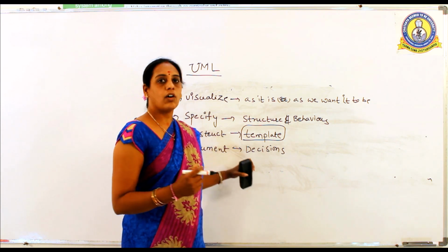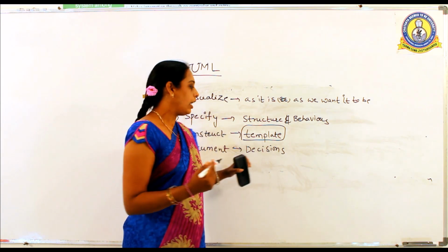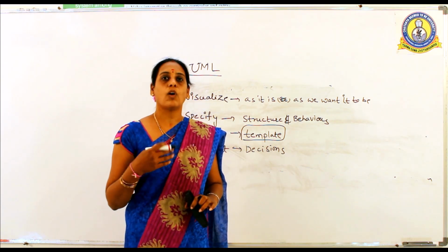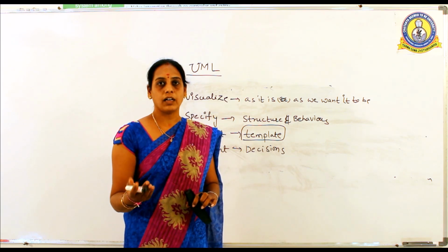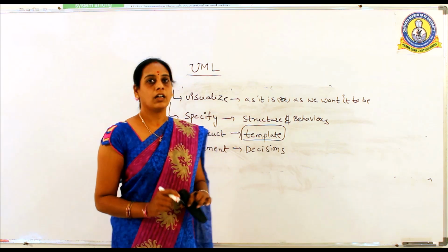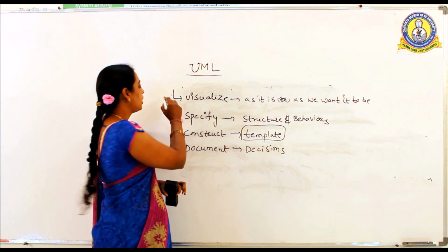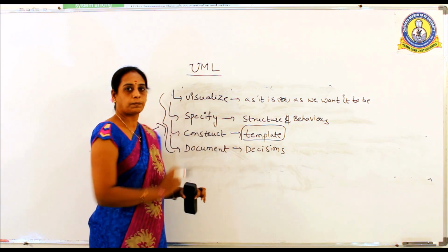And next one, document. Models will help us to document the decisions we have made while developing the software applications. So through the models we can achieve these 4 aims.